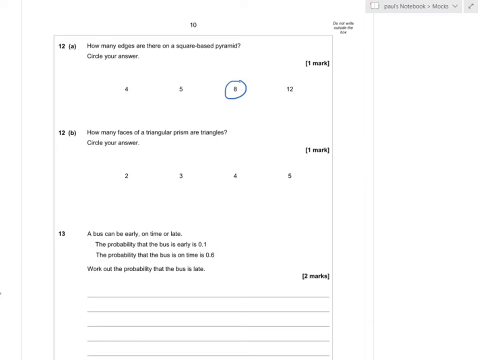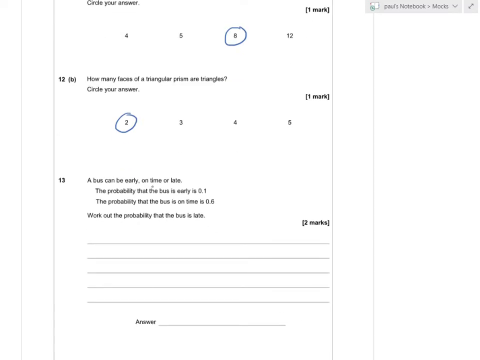How many faces on a triangular prism are triangles? 2, 1 at either end. Yeah. 13. A bus can be early or late, or even on time.